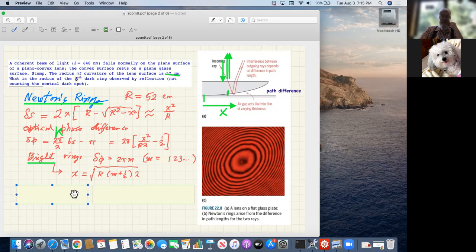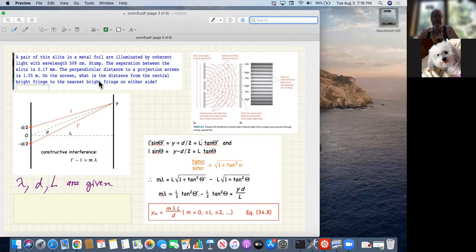So the dark rings will correspond to, now, this is the next problem.